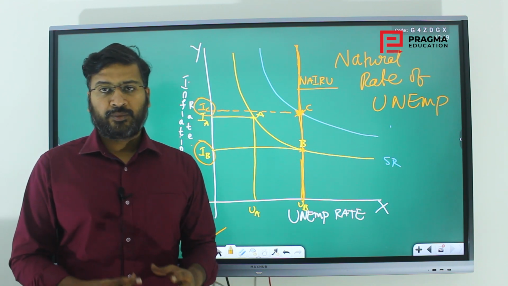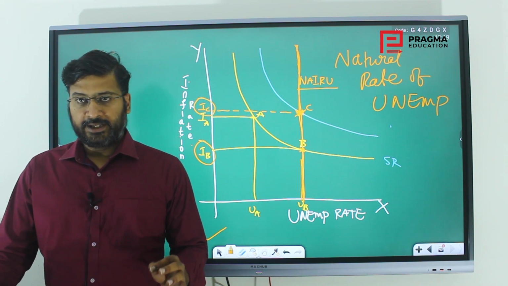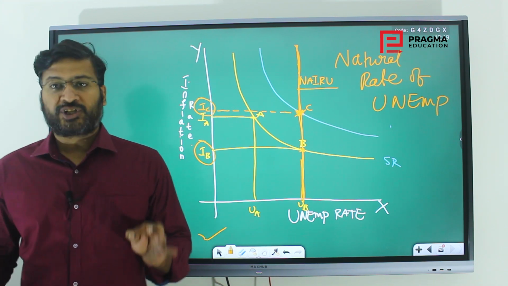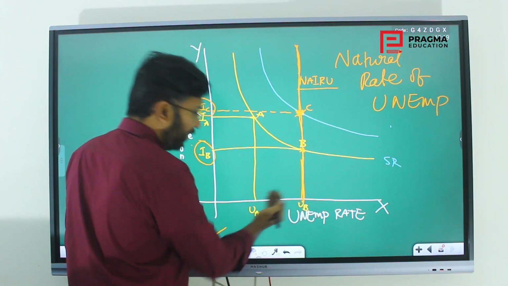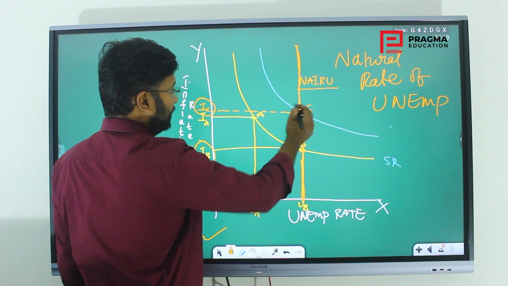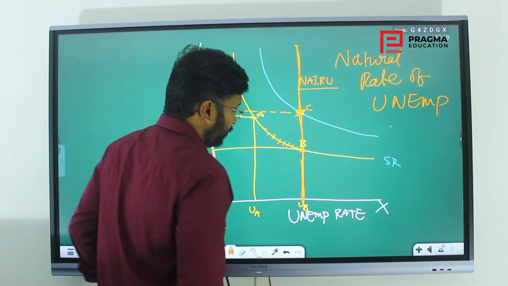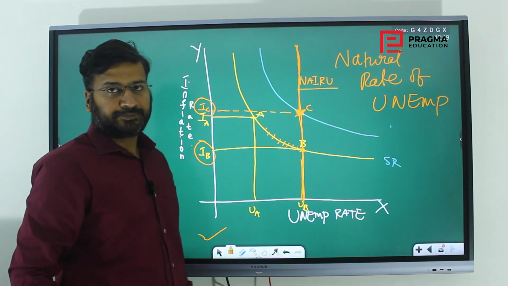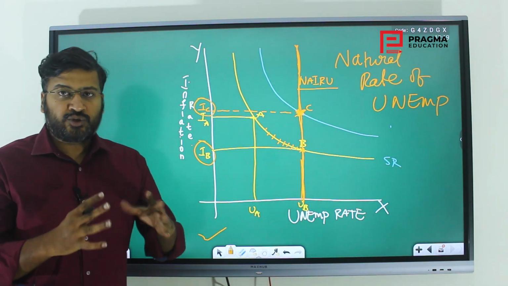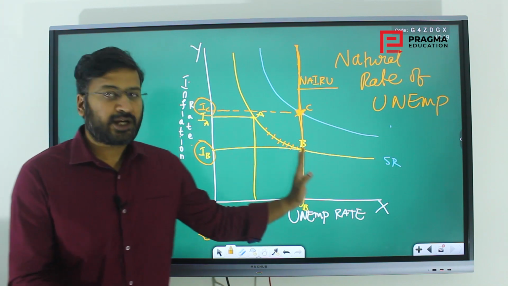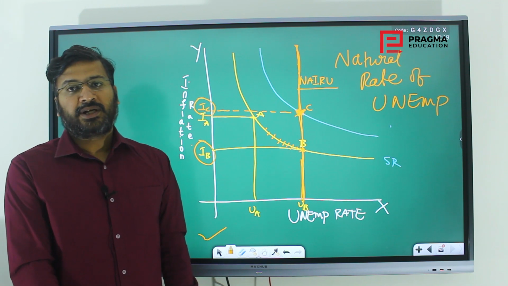How do you define NAIRU? I'll say NAIRU is the lowest unemployment rate that an economy can sustain without an upward pressure on the inflation rate. So if they try to reduce it beyond this, it will go here and touch this point. Otherwise, it will be somewhere here only. So this is the limitation beyond which you cannot reduce the unemployment rate. It is the lowest unemployment rate that an economy can sustain without having additional pressures on inflation.